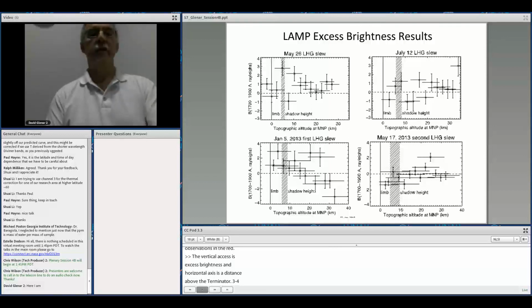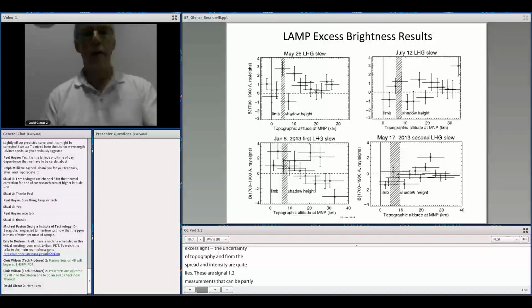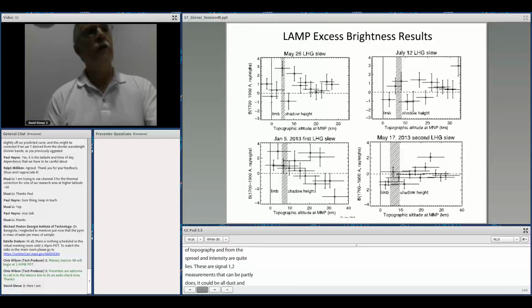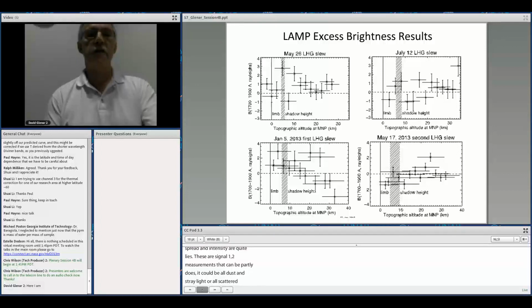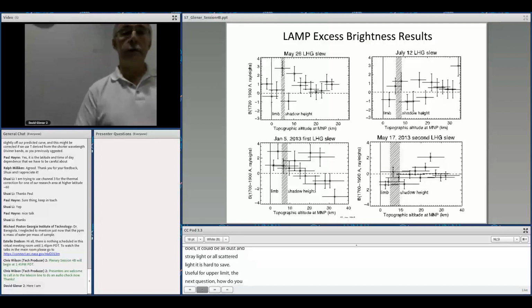Now the question is, you've got this excess light. The uncertainties from topography and from pointing and from the spread in intensities are quite large. These are sigma 1, sigma 2 types of measurements. That could be partly dust. It could be all dust, or it could be all stray light, or it could be all scattered light. It's very hard to say. It's useful for an upper limit. So the next question is, how do you assign an upper limit to this? Well, you need a simulation code.